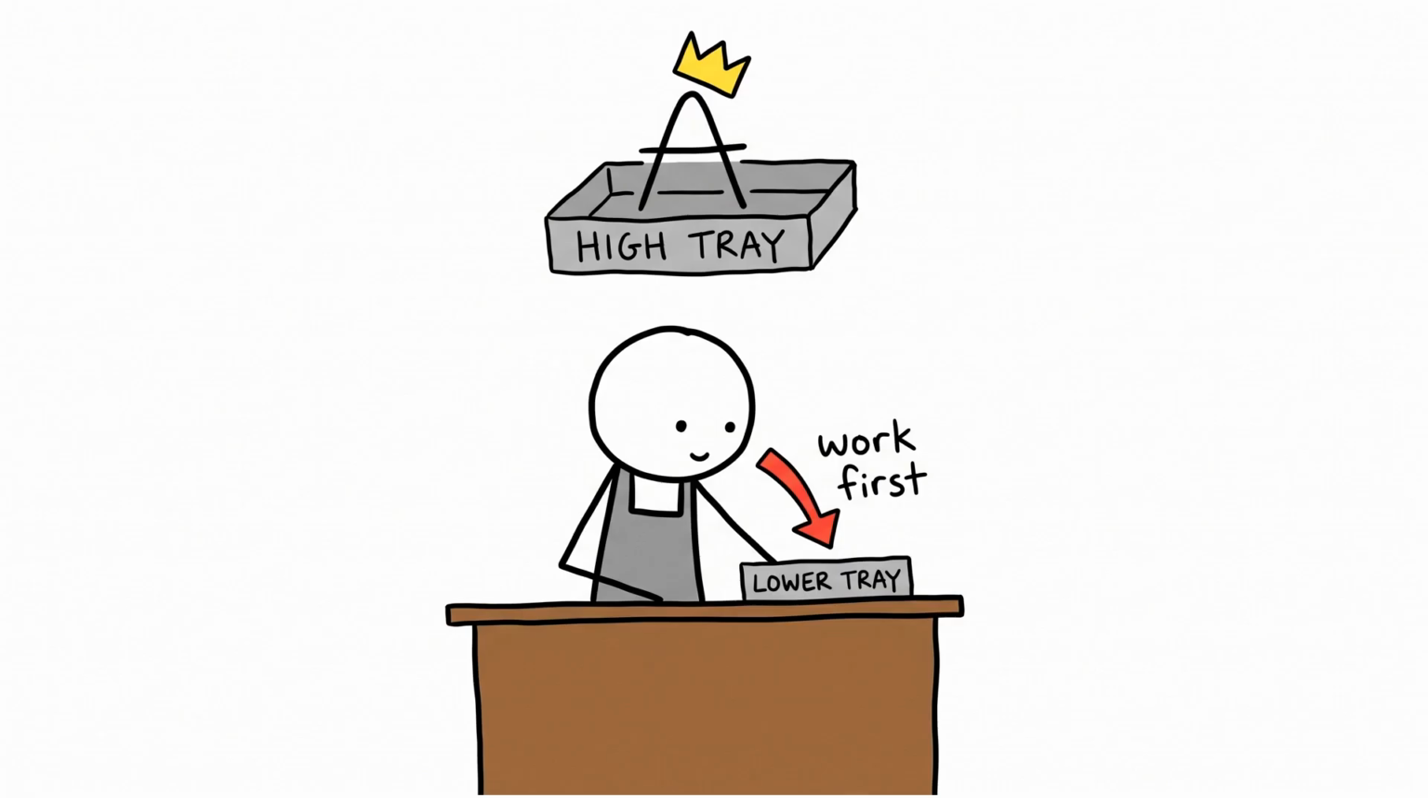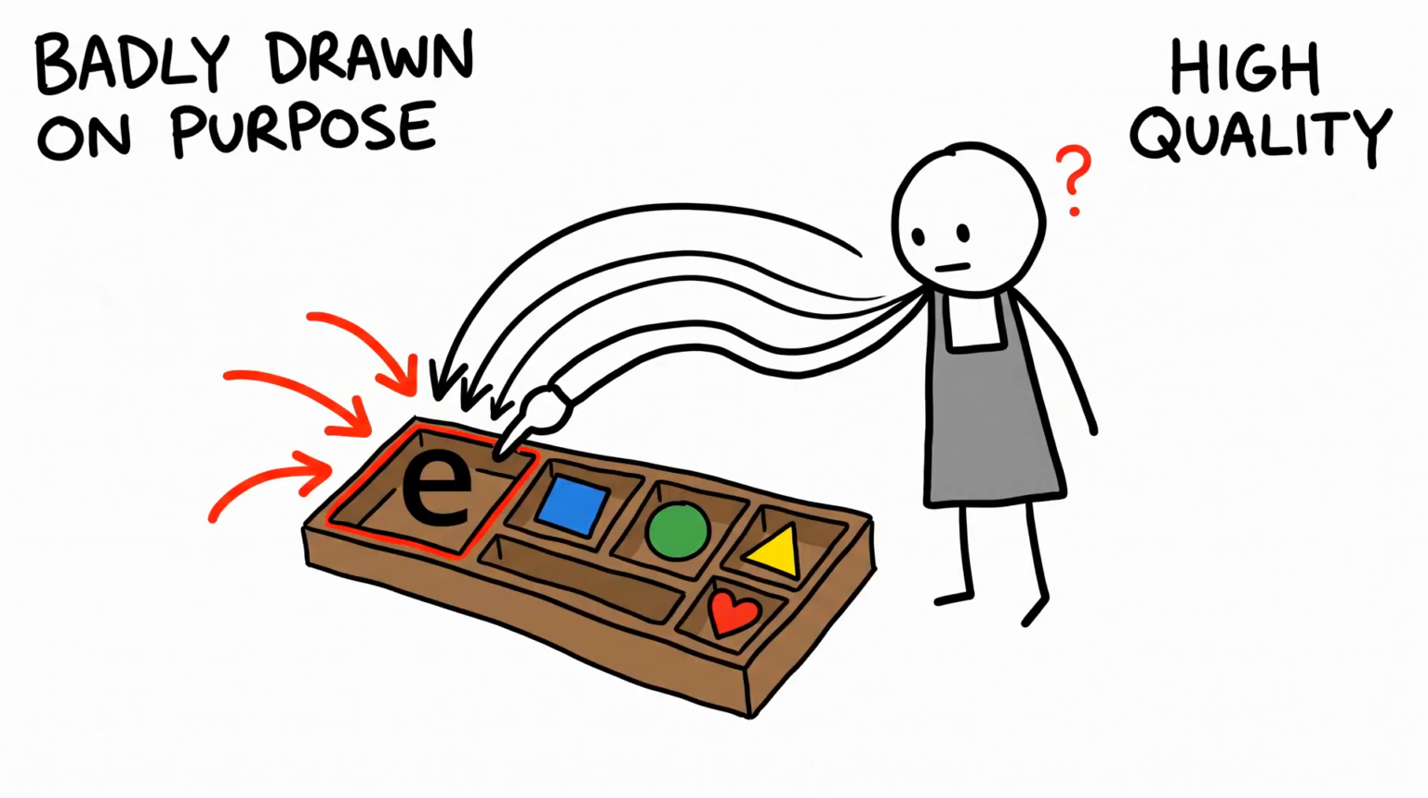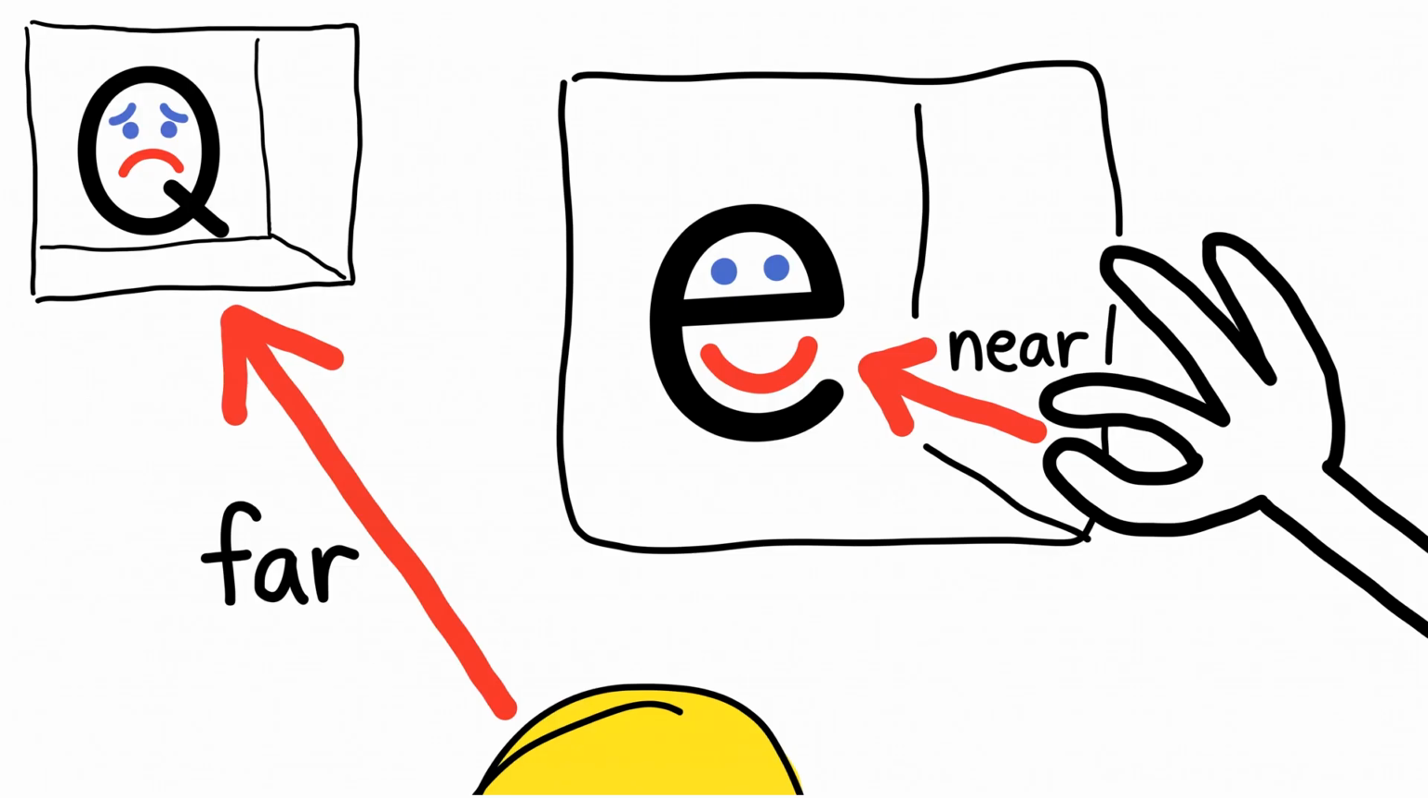Because printers were not organizing a language. They were organizing a workstation. Lowercase letters did most of the work. A compositor reached for a small e constantly. A capital Q barely got invited to the party. So the letters used most often were kept nearer to the hand, in the lower, easier-to-reach tray.